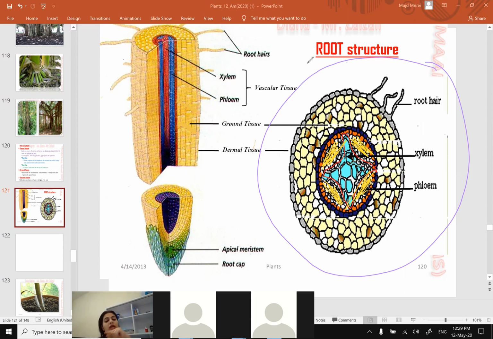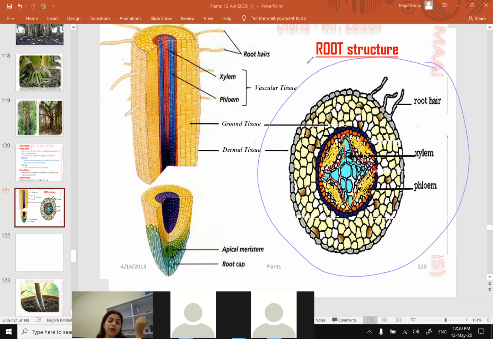You should be able to label them, to distinguish them. The one in the middle, in the center, is the xylem. So here the one with the blue color is the xylem. It alternates with the phloem. Notice the phloem is surrounding the xylem.